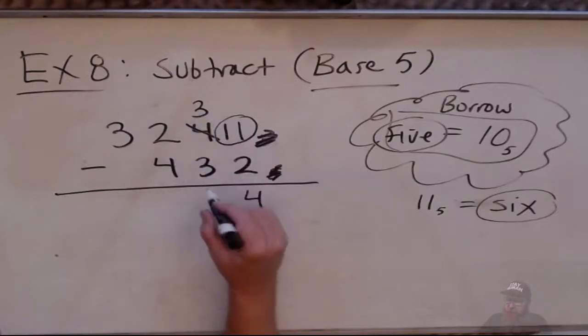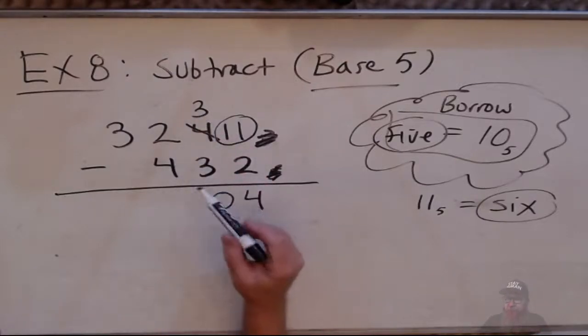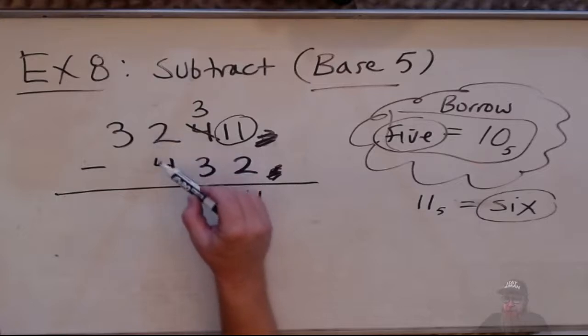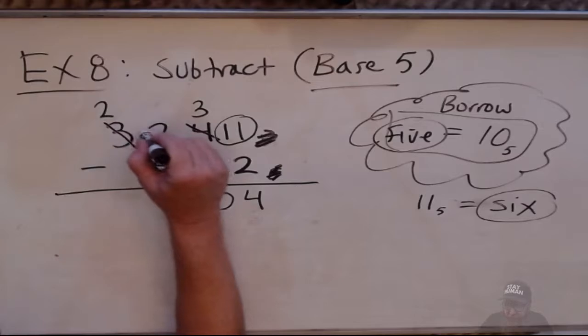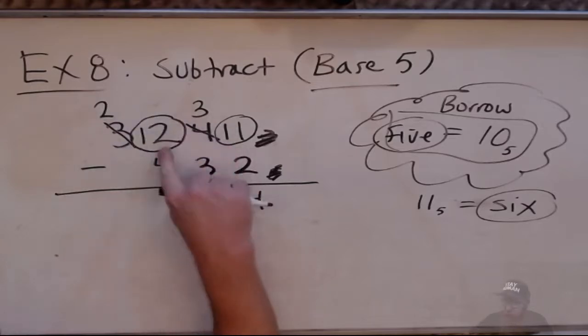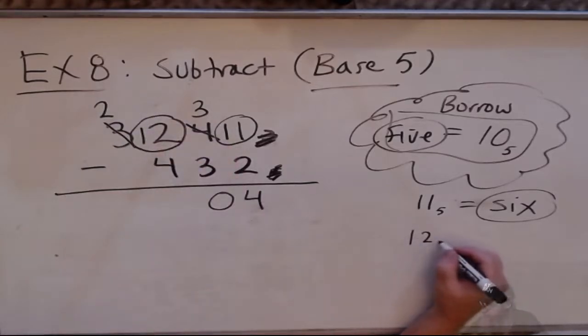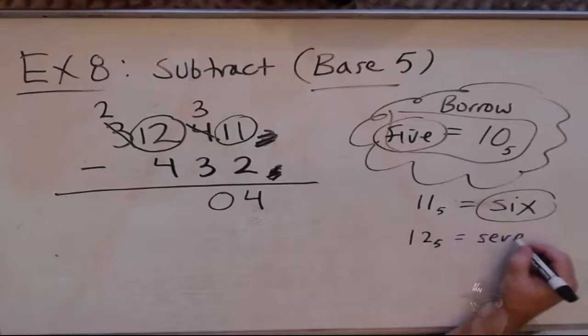3 minus 3, that's 0. All right, 2 minus 4. I can't do 2 minus 4, so I'm going to borrow from the 3. That's going to look like a 12, but it's actually a 7.